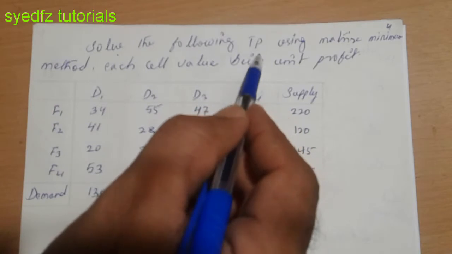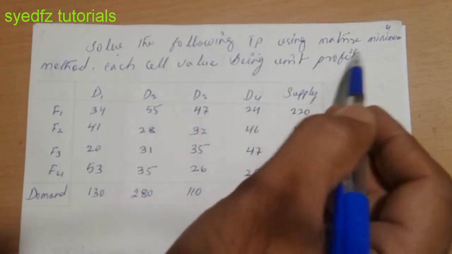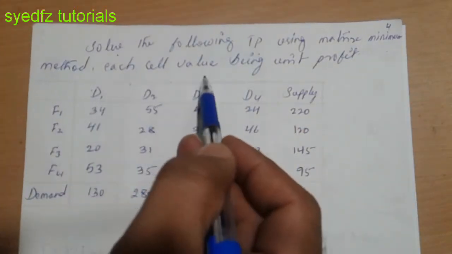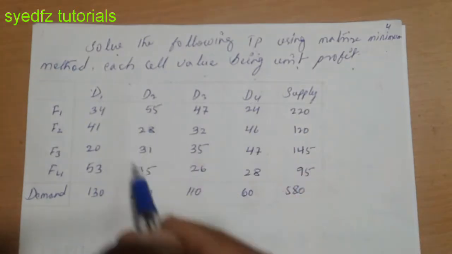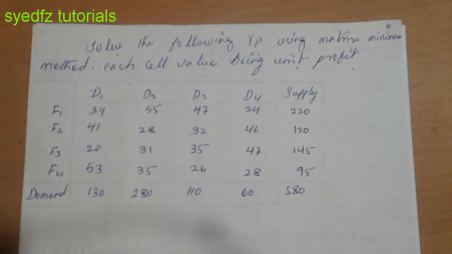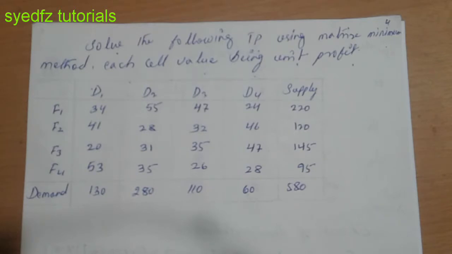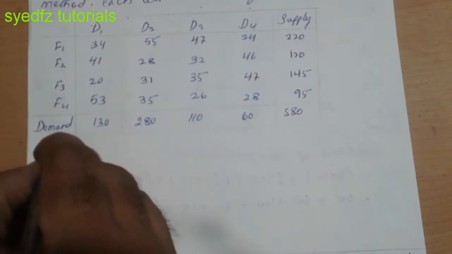Solve the following transportation problem using the matrix minimum, means least cost method. Each cell value being unit profit. Every cell is given as profit. Whenever the profit is given, because in transportation we have to check the cost, for that purpose we have to change the matrix into the minimization case, means in cost manner. How we can see? So here let's write the first solution.